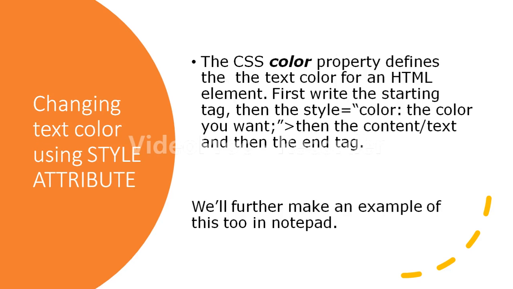So, changing the text color using the style attribute. The CSS color property defines the text color for an HTML element. First write the starting tag, then style equal to color, then the color you want, then the content and then the end tag.